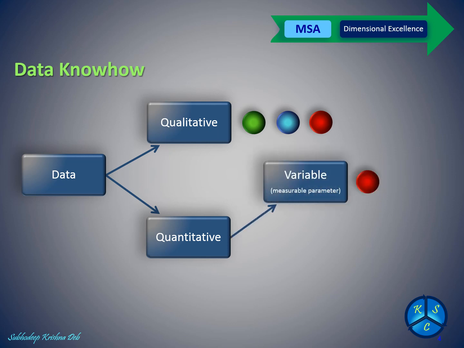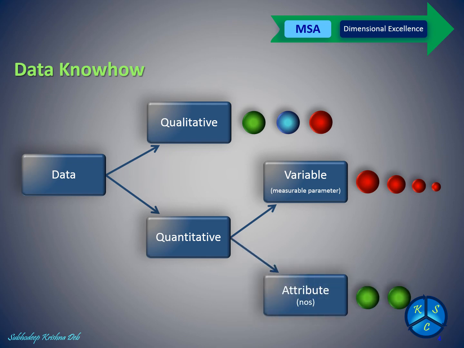Quantitative is again divided into the variable part, which is the continuous data, wherein we can measure and get a continuous value like the diameter, height, length of any component. And the second is the attribute. Attribute means the discrete data, wherein there are okay and not okay parts, and we can do the counting. So these are the basic differences of the data, and upon this we will study the different types of MSA tools.